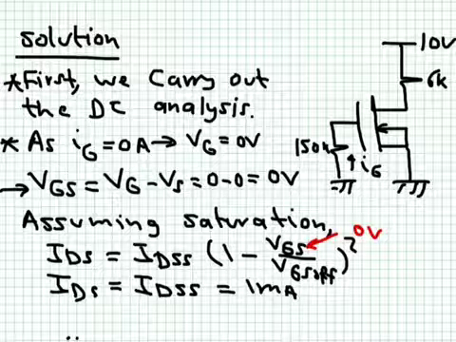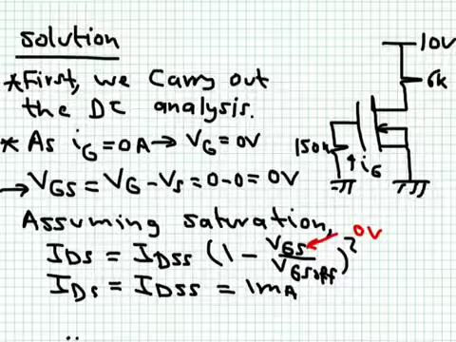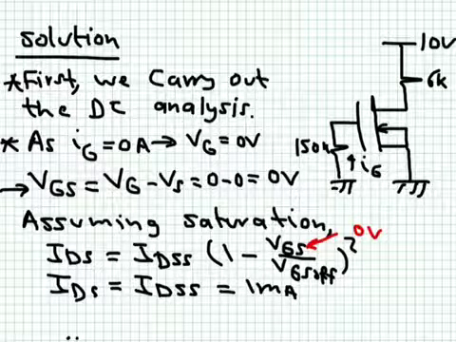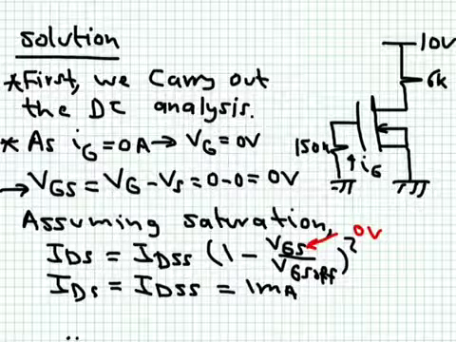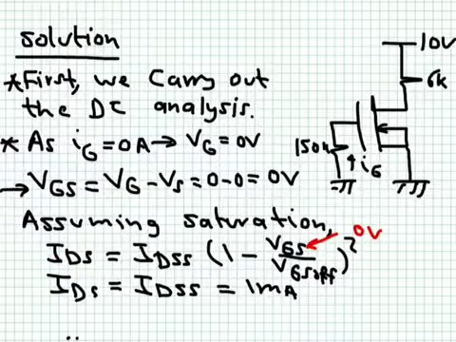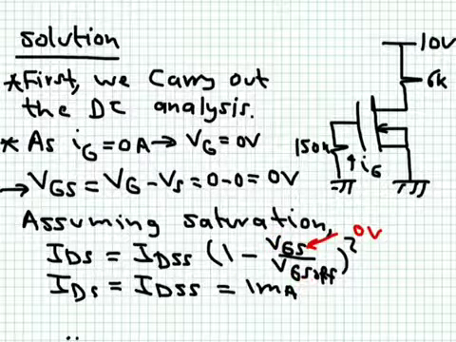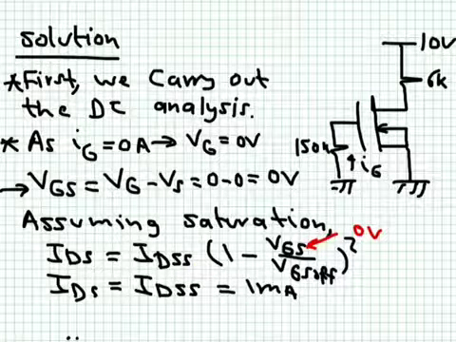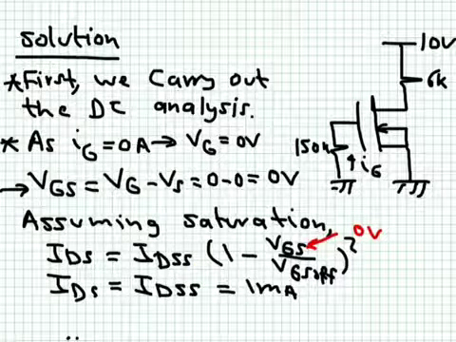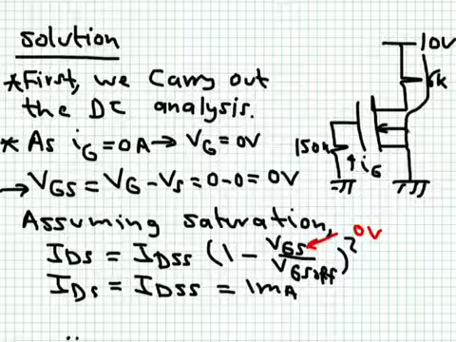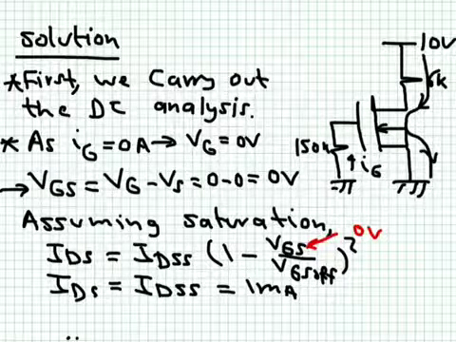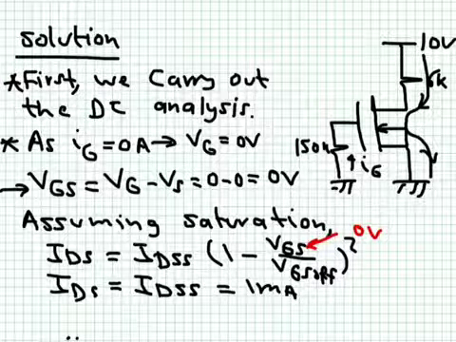I can now assume saturation, assume that the relationship between the VGS voltage and the current is quadratic. So we assume this relationship here. Of course, VGS is equal to 0, so this term is 0, so this will give us 1 squared multiplied by IDSS. IDSS is 1 milliampere. This means that the current flowing from the drain through the transistor to the source is the same current, equal to 1 milliampere. So we now know the current.